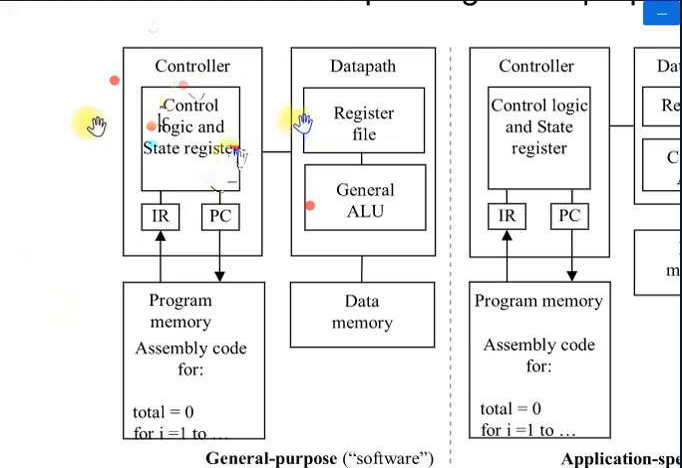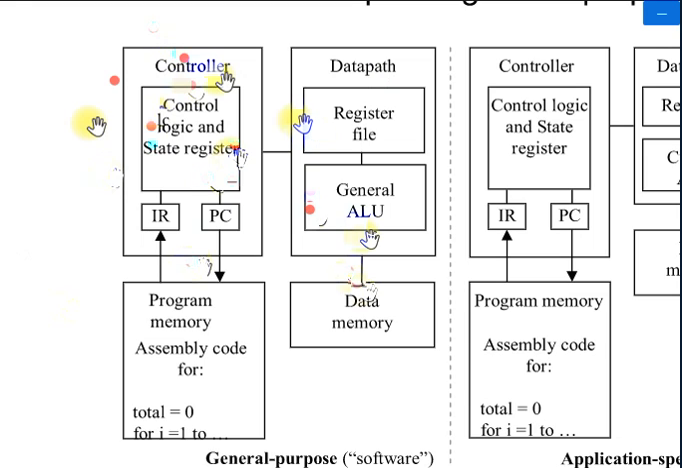So the function of the controller is basically synchronization. So the function of the controller is basically the synchronization between all parts of the system. So data paths are basically the register file and the general ALU, and to support the system a data memory is there.